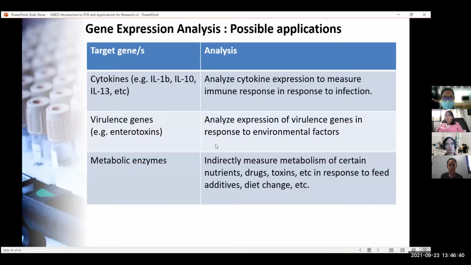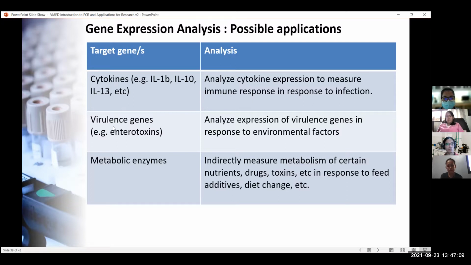So for example, some applications would be cytokines. Say you're studying the progress of a disease. How does a certain pathogen activate the immune system? What are the immune cells involved? One of the tools that you can use would be cytokine analysis. So you analyze cytokine expression to measure immune response in response to infection.